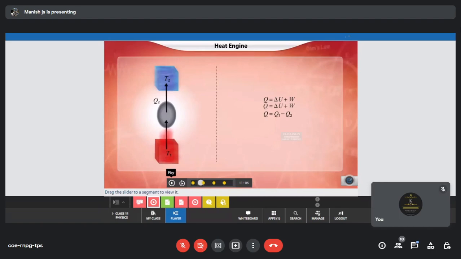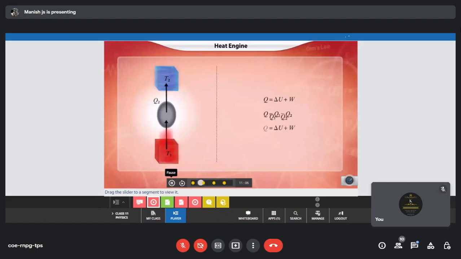So the first two equations are from the law of thermodynamics. So the total heat is basically the change in internal energy plus work done by the system. So delta U plus W. These are all the relationships that we have, the equations which we'll be using for solving the problems. That is the main thing.